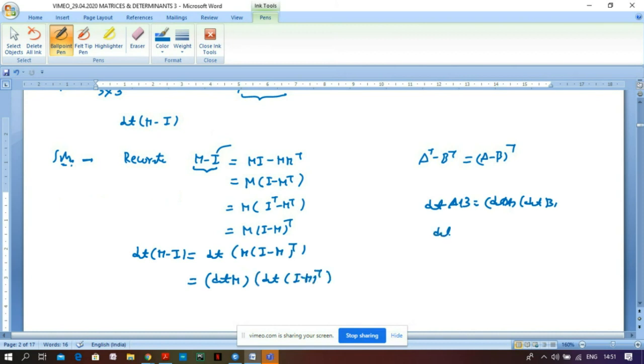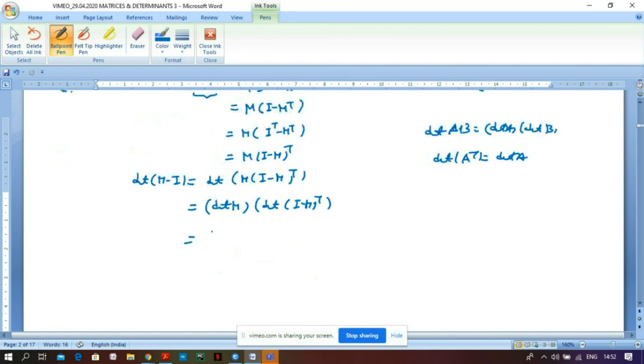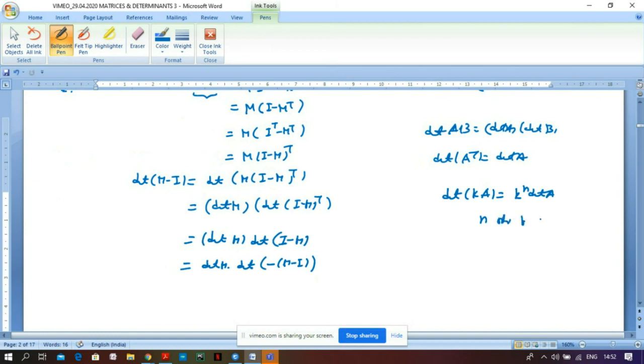We also know that det of A transpose is det of A, and so det of M is all right. And this I can write as det of I minus M. So this is det of M times det of I minus M, I can write negative of M minus I. Sorry about that. And det of kA, if k is scalar, is nothing but k to the power n det of A, where n is the order of a square matrix A. So A is n by n. So this k to the power n is pulled out.